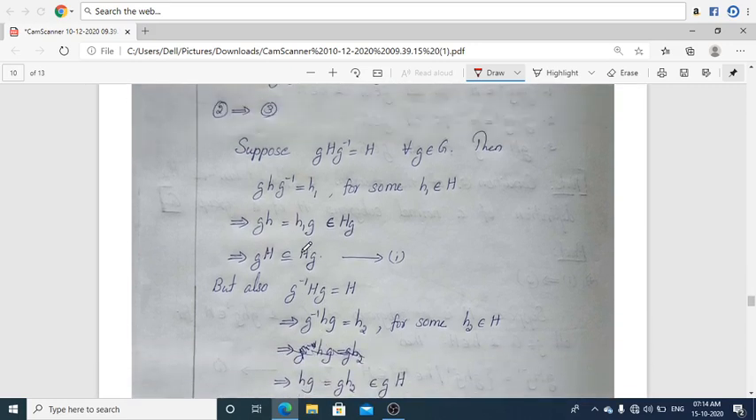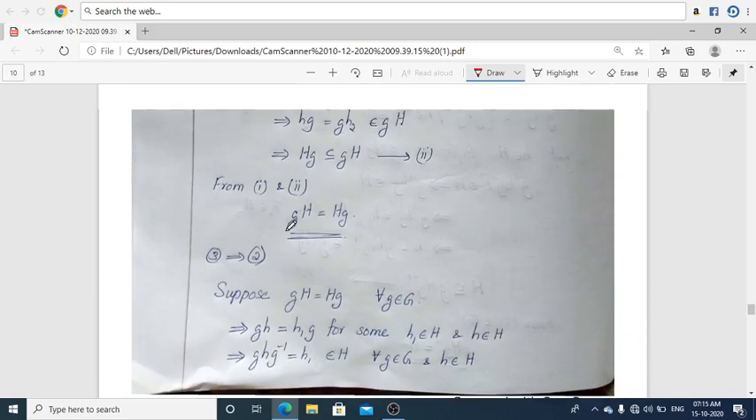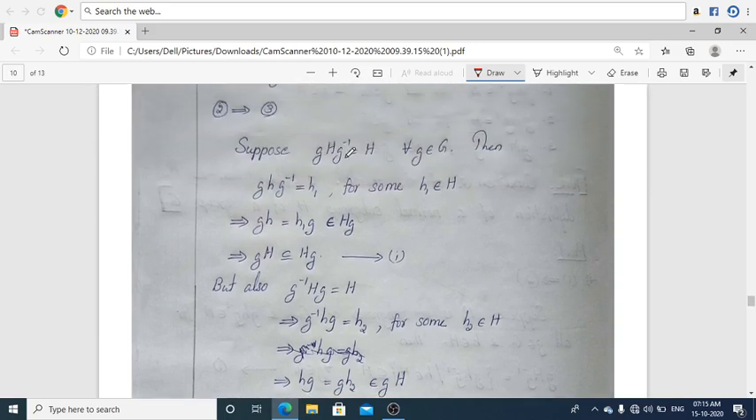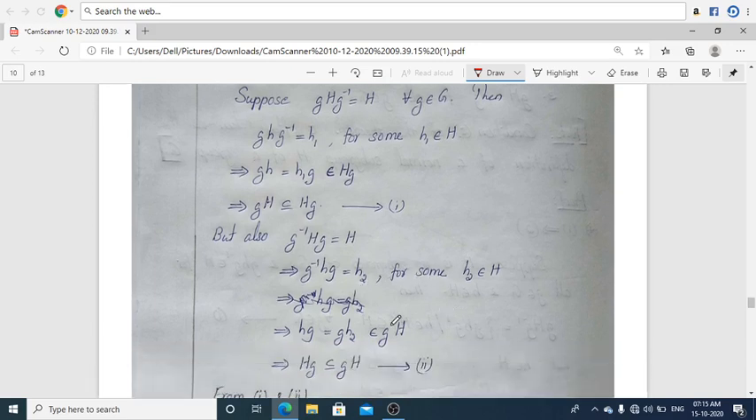Then again, also g inverse hg element of H equal to H. ghg inverse element equal to H for all g element of G. So for g, taking g inverse, g inverse Hg equal to H. From this equation, if we take a particular element of g inverse Hg, that is equal to an element of H, is equal to h2 for some h2 element of H.